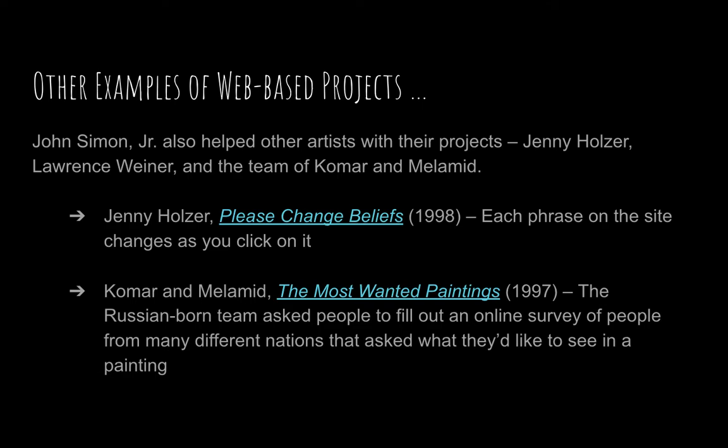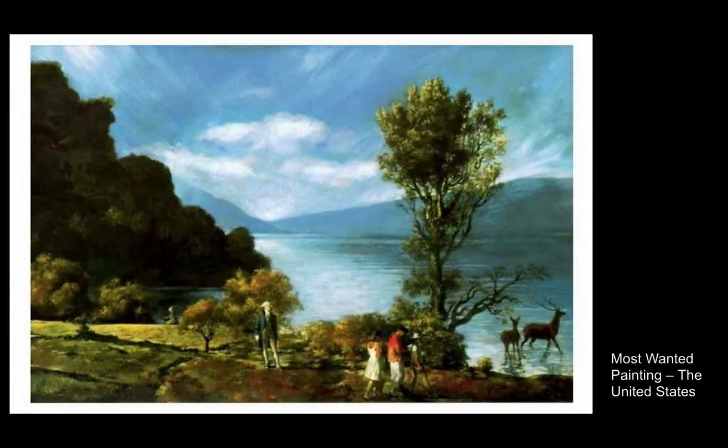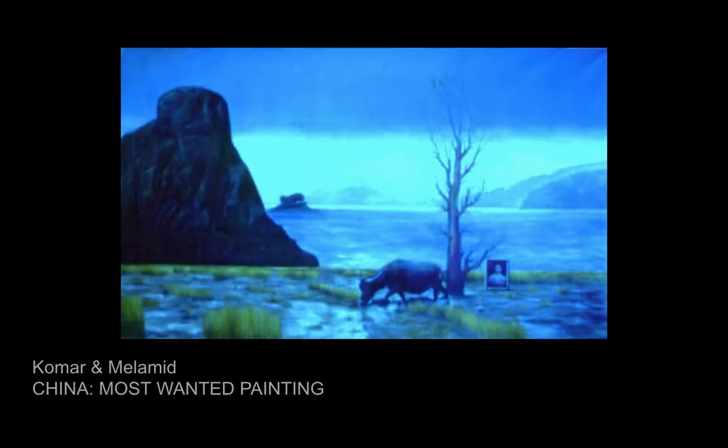Komar and Melamed asked people to fill out an online survey from people across the nations that asked what they'd like to see in a painting. So when you click on the link for this project, you will see the findings of this survey. For example, this was the type of painting that was preferred among Americans, whereas this painting would have been popular among Chinese participants.